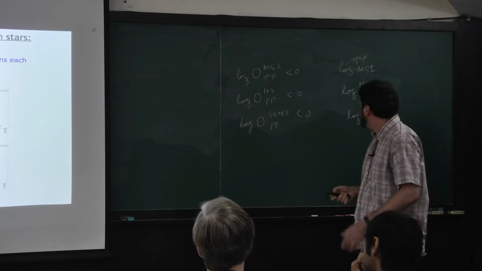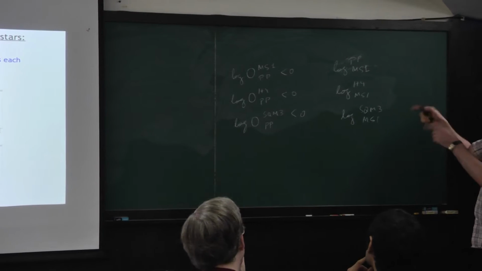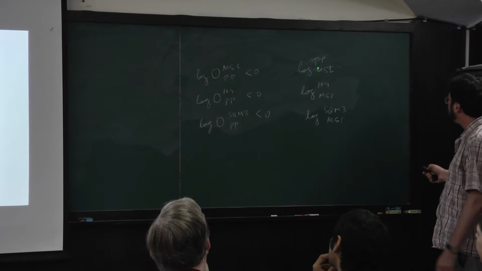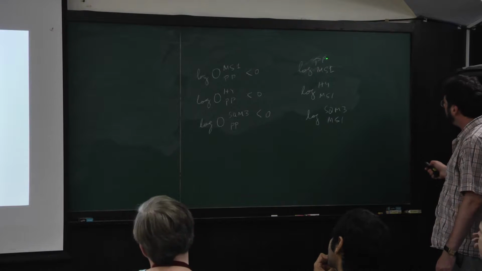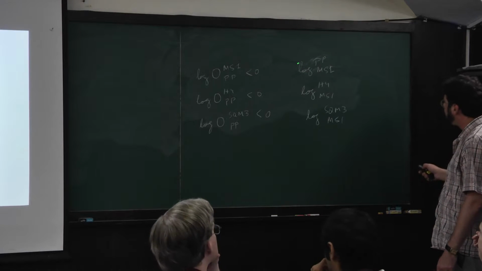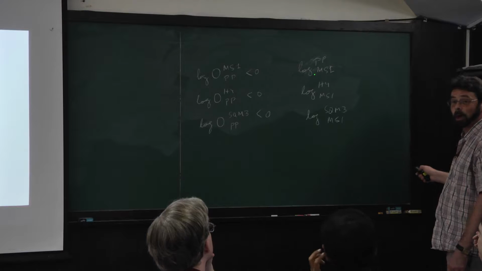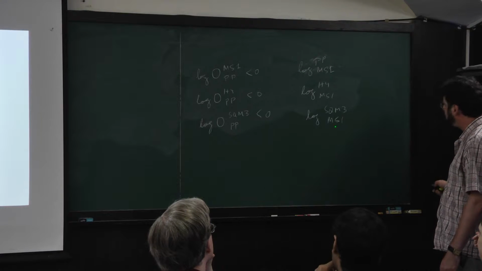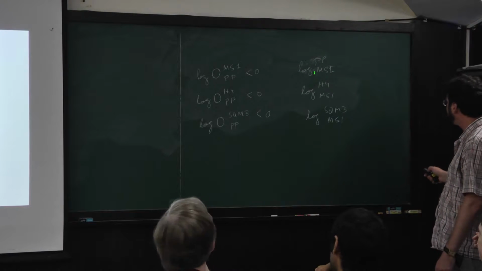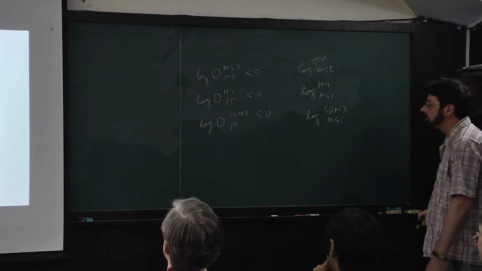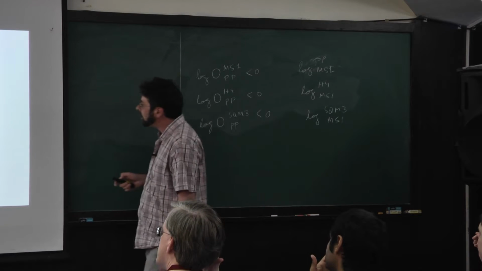So since we put in the signals ourselves, we know that MS1 is correct. So if there were no noise effects, then in all three cases, these log odds ratios should always be negative, because PP is not the right model, and H4 isn't, and SQM3 isn't either. So what do we see?